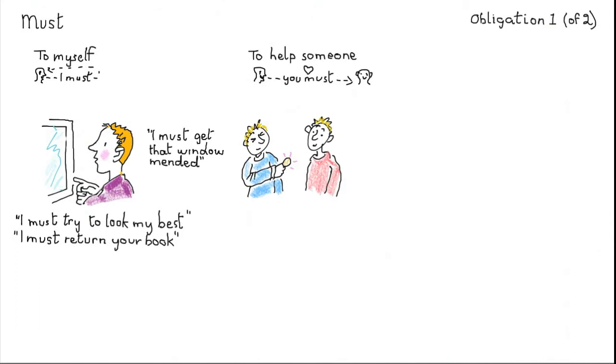And here's a picture to tell the story. There's somebody with a sore finger and his friend looking quite concerned. He's saying something to him. He's going to say, you must see a doctor with that. You must see a doctor with that bad finger of yours. He uses must and is direct because he wants to help.